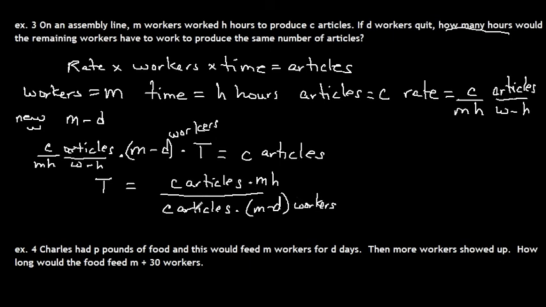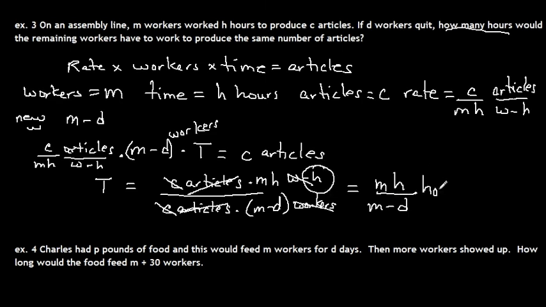Alright, so let's see what crosses out. So these articles are going to cross out, and this MH would be worker hours. These units are really messy, sorry about that. So the workers are going to cross out, and the C's are going to cross out, and so our final answer is MH over M minus D, and the only units left on here are hours. And that's how you do these problems.